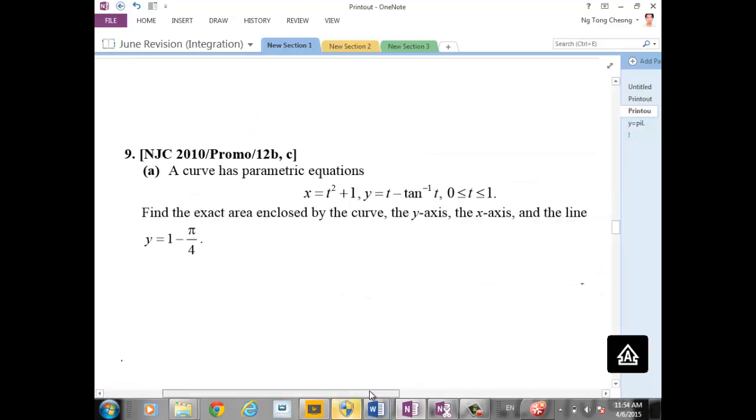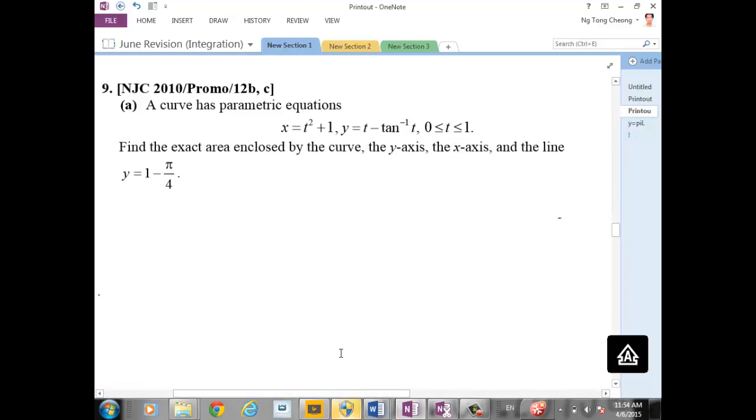Question 9, parametric. For your parametric, one thing that you shouldn't be doing, or your last resort, is this: please don't try to find the Cartesian form for your parametric equation and from there integrate and find the area. They give you a parametric equation, you work with the parametric equation. That is the message.